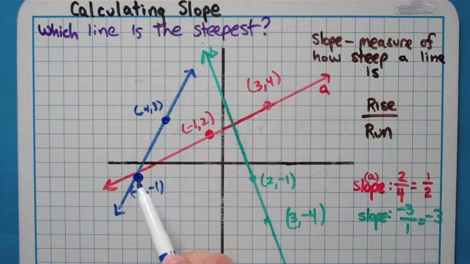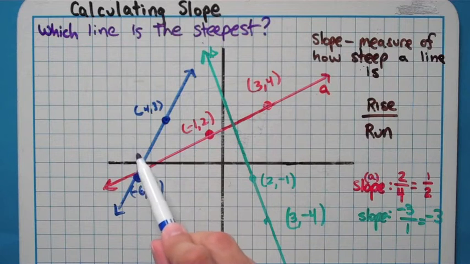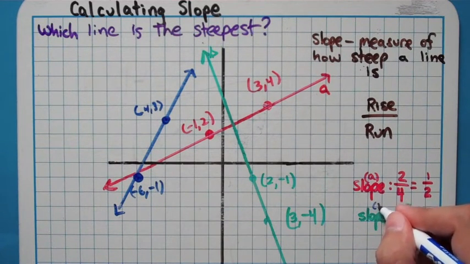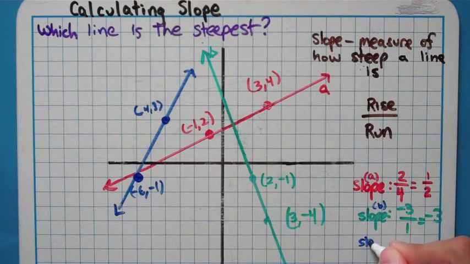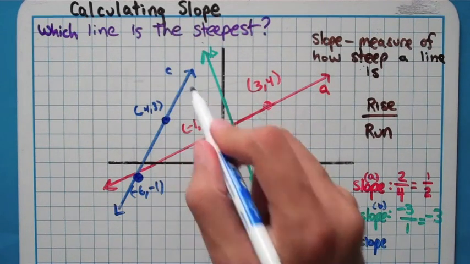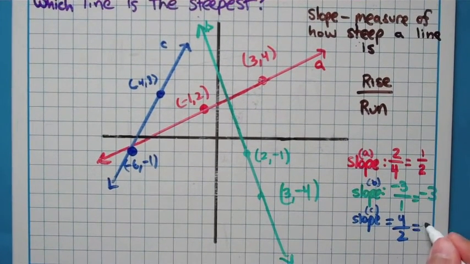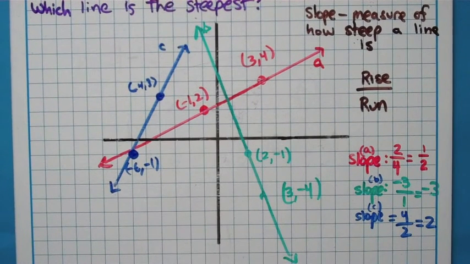So once I get my points in place, I'm going to do my rise over run. I go up 4 over 2. So that was the slope of B. And for the slope of line C, I get 4 over 2, which if I reduce that, turns into just +2.